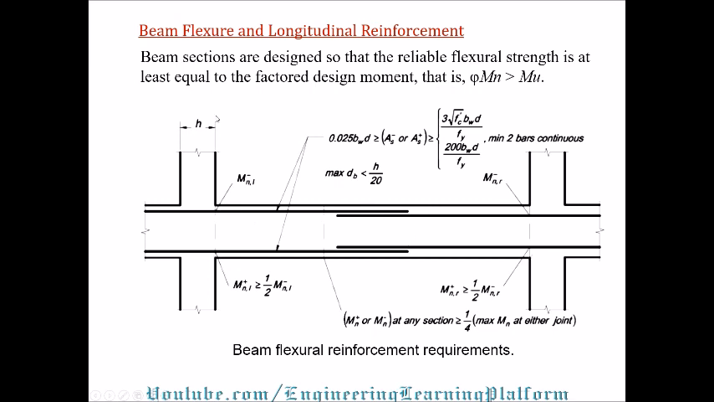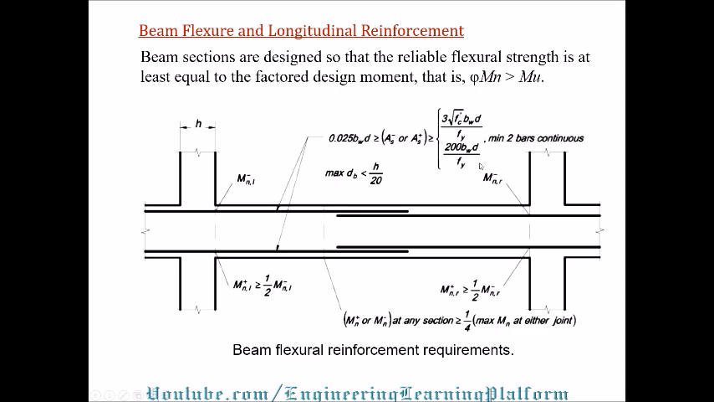Beam sections are designed so that the flexural strength is at least equal to the factored design moment, that is, phi Mn greater than Mu. This is the nominal strength of the cross section according to load and resistance factor design, or LRFD, multiplied by the strength reduction factor phi. For beams, this is usually 0.9 if the section is tension controlled, greater than the applied ultimate loads. This is a factored load.